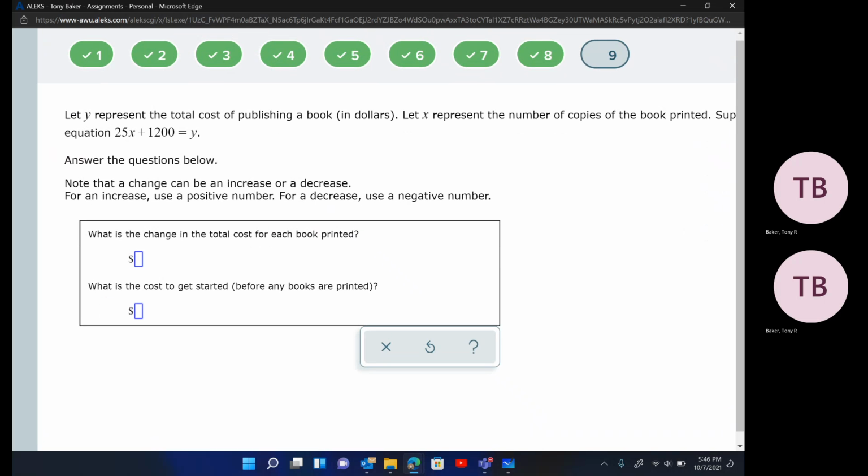So, remember, your slope is the thing that changes, right? So in this problem, what's my slope? 25 or 1200? The 25, because it's the one in front of x. So now the question is what is the change in total cost for each block, or what is the cost to get started? So is the change it or the cost to get started the 25? Remember, slope is your change, right? So slope is my 25, and that is my change in total cost. The y-intercept, or your b, is the thing that starts. That's my starting value. So what's the cost to get started? $1,200.